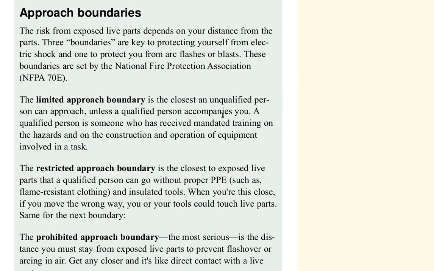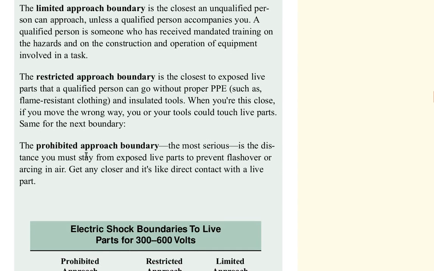When you're this close, if you move the wrong way, you or your tools could touch live parts. Same for the next boundary. Prohibited. The prohibited approach boundary, the most serious, is the distance you must stay from exposed live parts to prevent flashover or arcing in air. Get any closer and it's like direct contact with a live part.